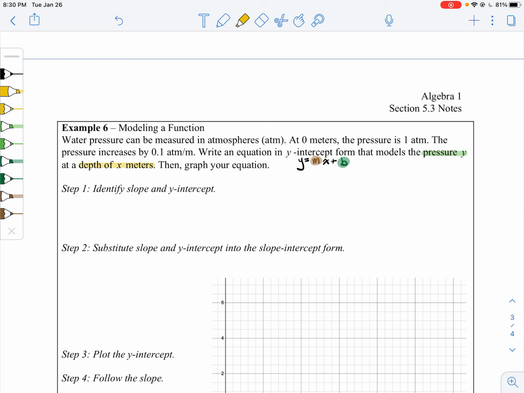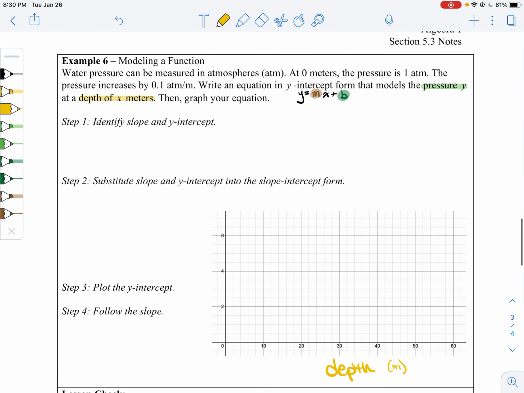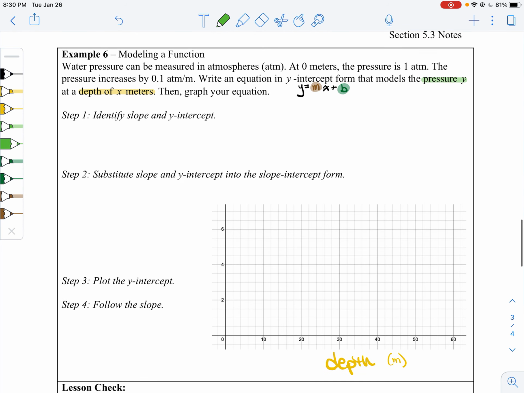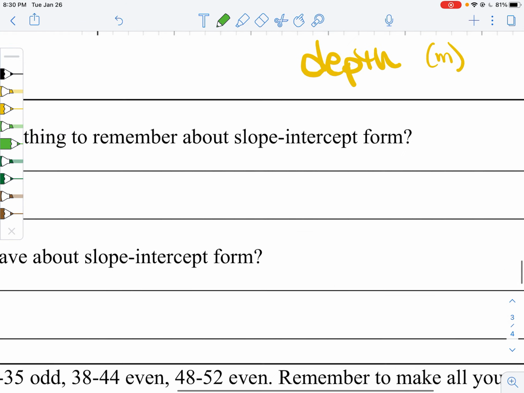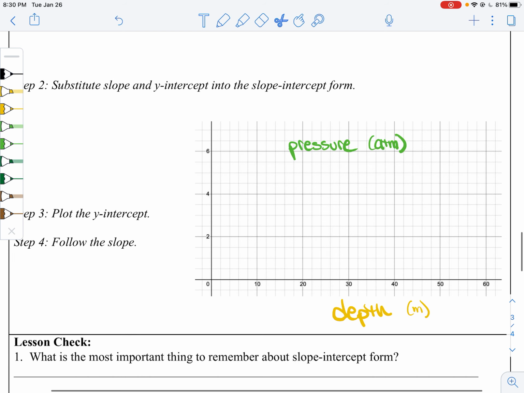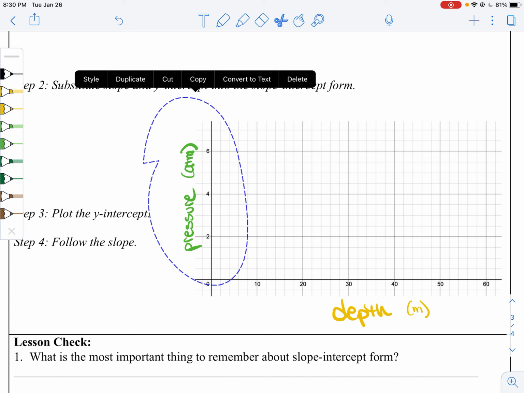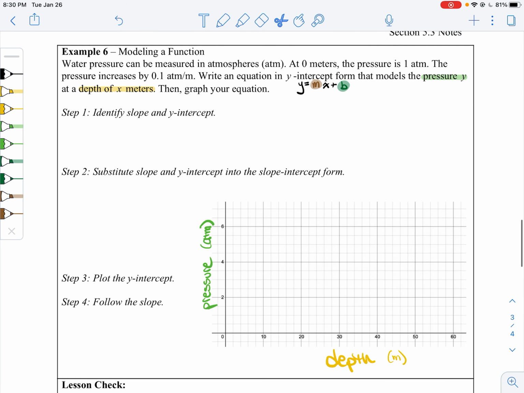So we're going to label our graph right away, now that we know what we're dealing with. X is depth in meters, and y is pressure in atmospheres. Here's my fun trick. Find a straight line for your label, so it's all flat and neat, and then you just twist it. Okay, cool. Write an equation and then graph your equation.